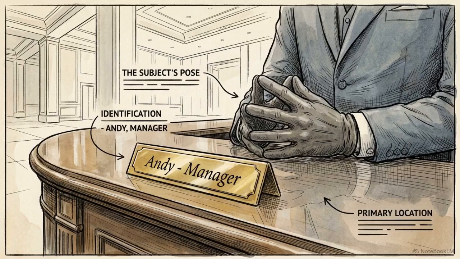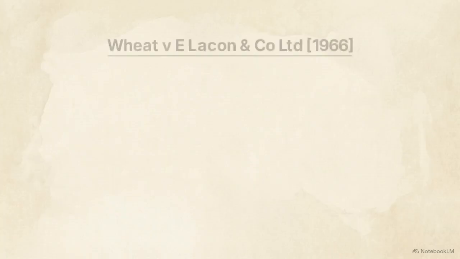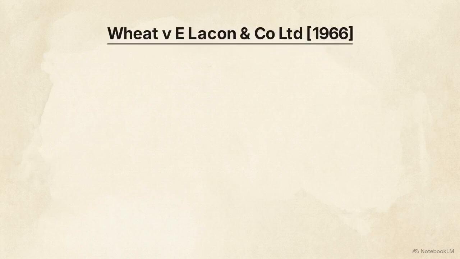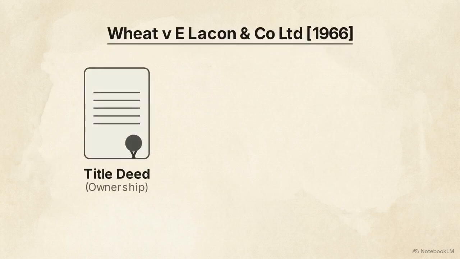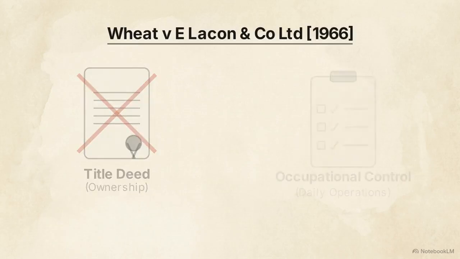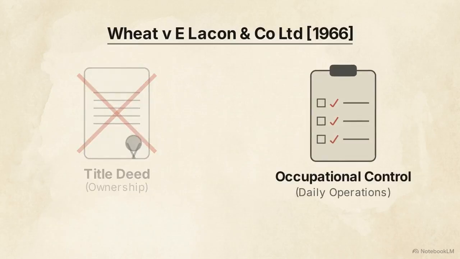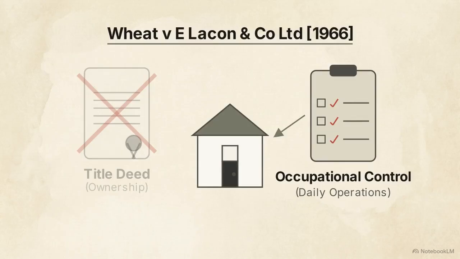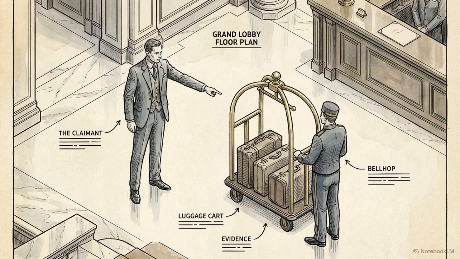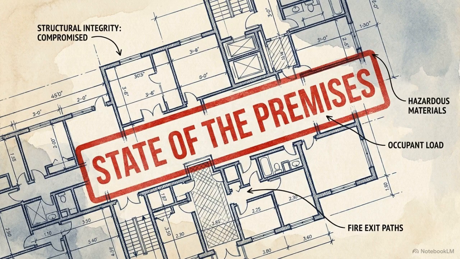The first legal issue to resolve is establishing the defendant's status. Is Andy legally the occupier for the purposes of the acts? The rule, established in the case of Wheat v. Lacon & Co. Limited, dictates that ownership of the property is irrelevant. The test is whether the defendant has a sufficient degree of occupational control over the premises. Because Andy runs the hotel and directs operations in the lobby, he possesses the required occupational control. He is the occupier.